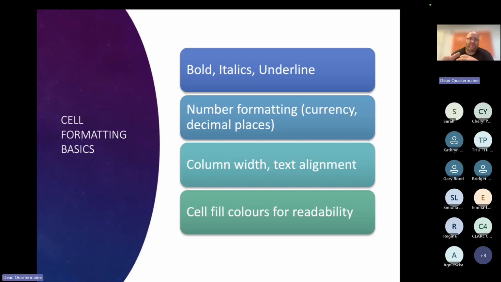And then you can fill certain cells in certain colours. That can aid readability, especially if you want to highlight certain parts of the data. So for example, you might not necessarily fill the cells, but certainly numbers within cells, you might colour them red if they're negative numbers, just to draw people's attention to them. They're all things you can do with cell formatting.